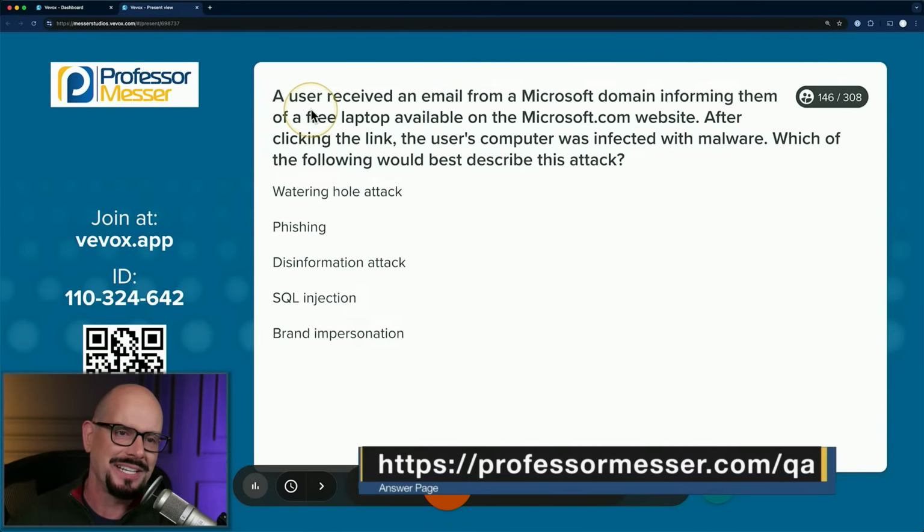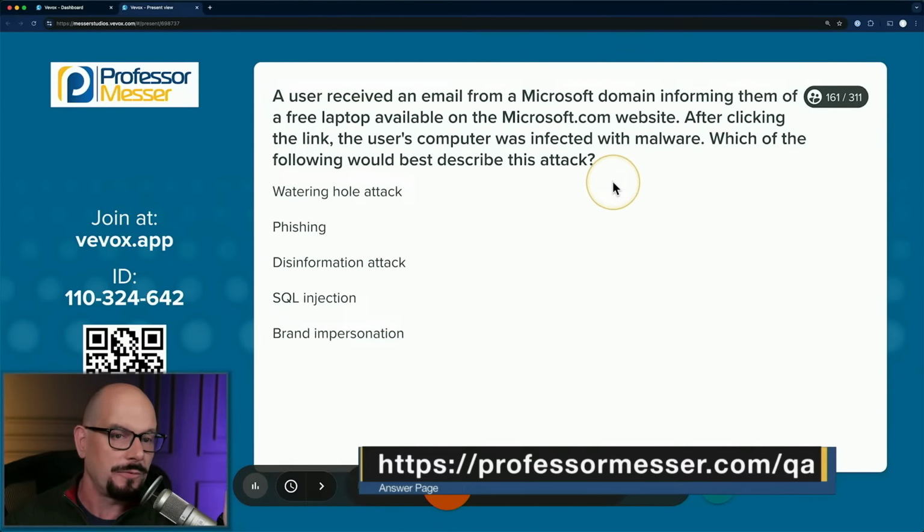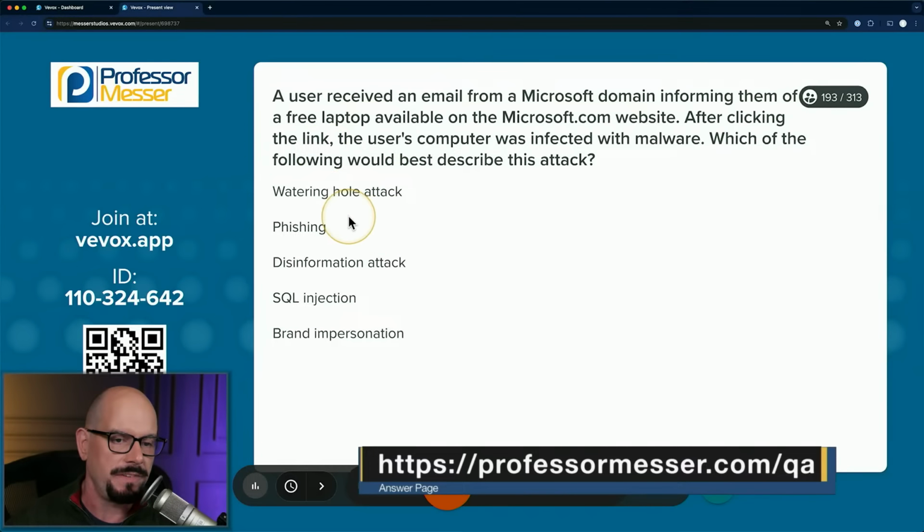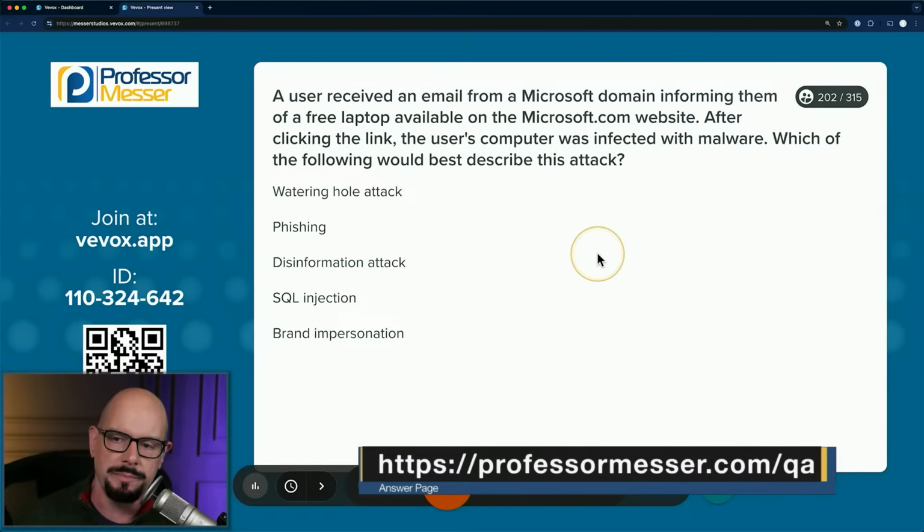The question again asks, a user received an email from a Microsoft domain informing them of a free laptop available on the Microsoft.com website. After clicking the link, the user's computer was infected with malware. Which of the following would best describe this attack? Is it a watering hole attack? Is it phishing? Is it a disinformation attack? Is it SQL injection? Or is it brand impersonation?